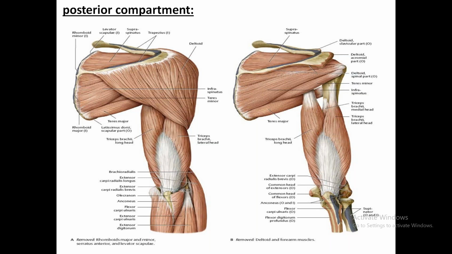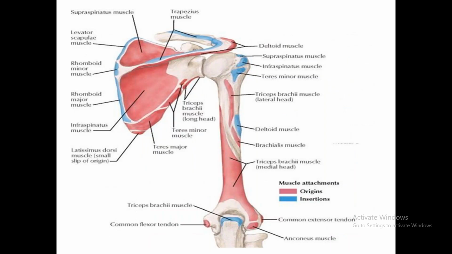Posterior compartment. The posterior compartment contains only one muscle, the triceps brachii. It has three heads: long head, medial, and lateral head. The long head of triceps arises from the infraglenoid tubercle of the scapula, and the lateral head arises from the upper part of the posterior surface of the humerus.